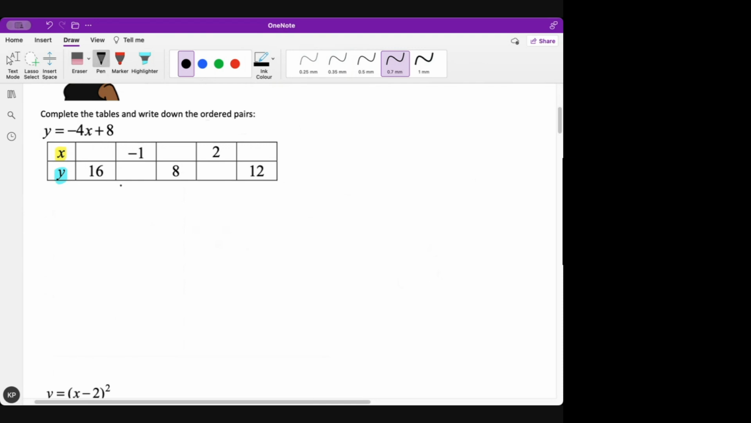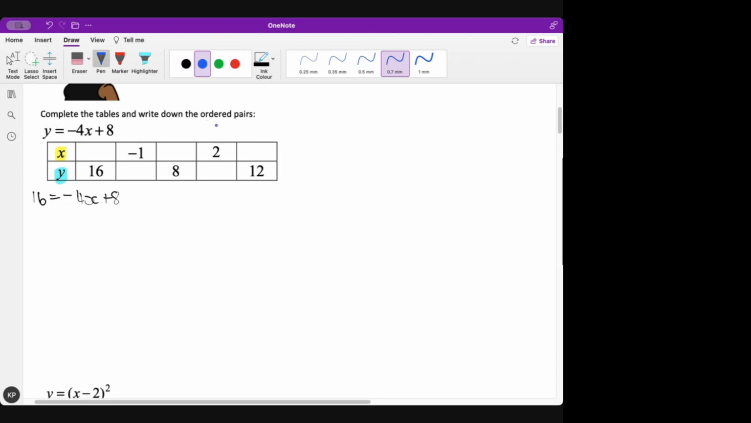Do I substitute that into my x or my y? Will I be substituting that 16 into x or into y? Let's hear what we have to say. Just based off where it is on the table, is that an x value or y? Thank you, Alice. It's a y value, okay? So then 16 will be equal to negative 4x plus 8.